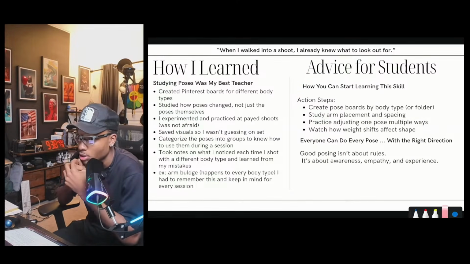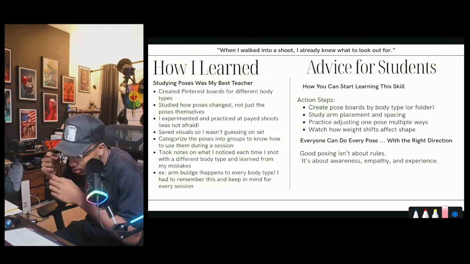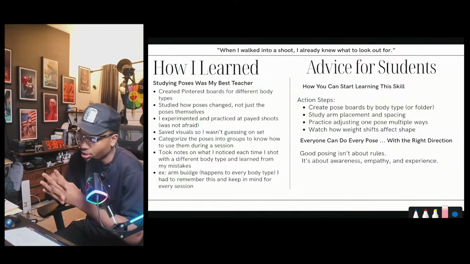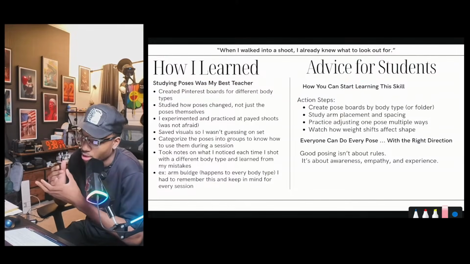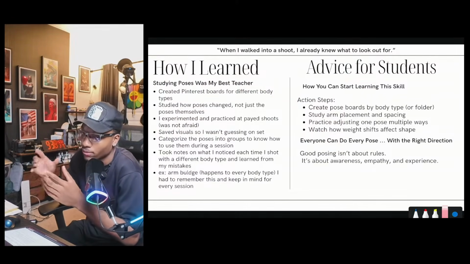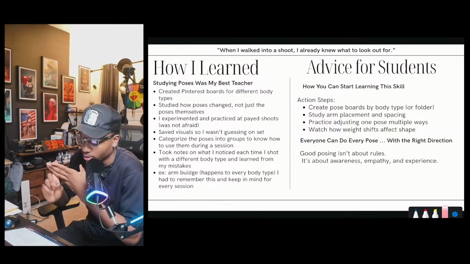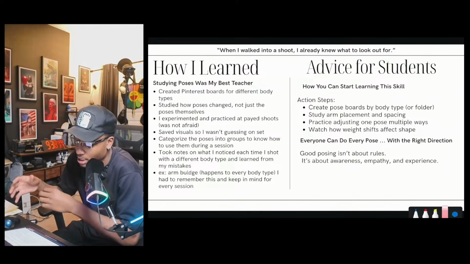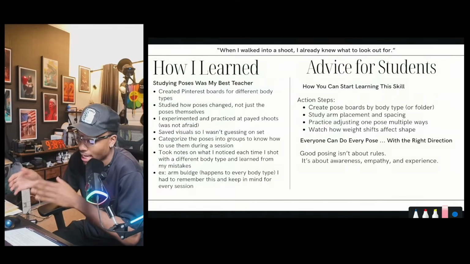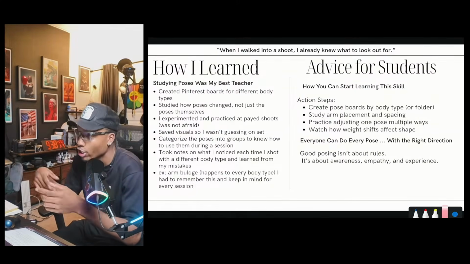When you look for poses, what do you do? Yeah, so that's what I do right there. All right, and advice for you guys to start learning the skills: create pose boards or a folder in your camera roll. Whether it's a folder in your camera roll or pose boards on Pinterest, do that. Study the arm placement. Study arm placements and spacing in these different poses while you're scrolling through them.